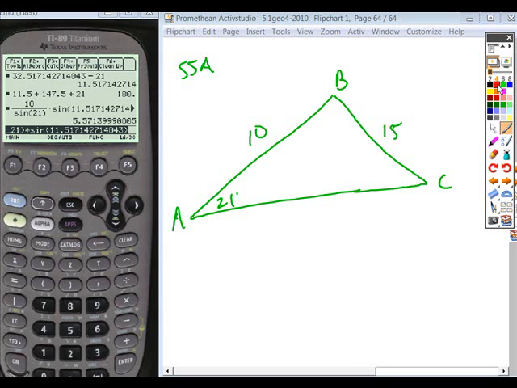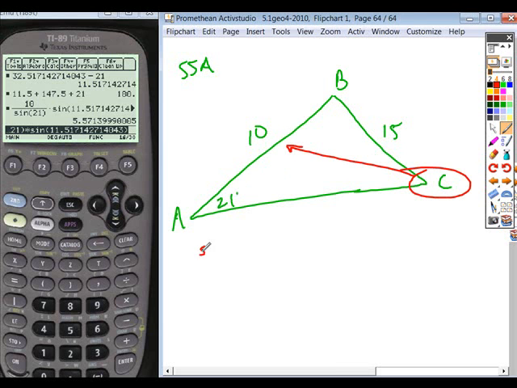We have the same setup as last time, right? Same numbers, just different placement. The 15 is no longer next to the 21, it's opposite the 21. So we are going to set up and solve the angle C first.